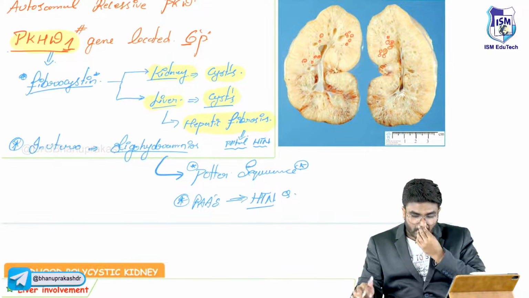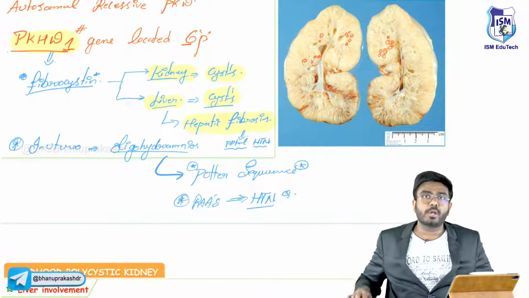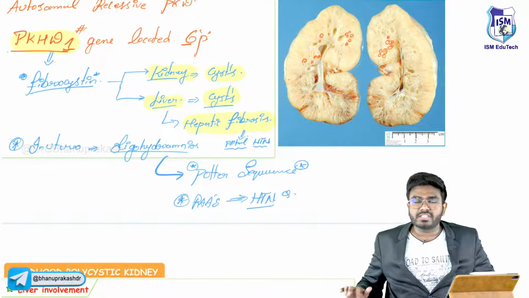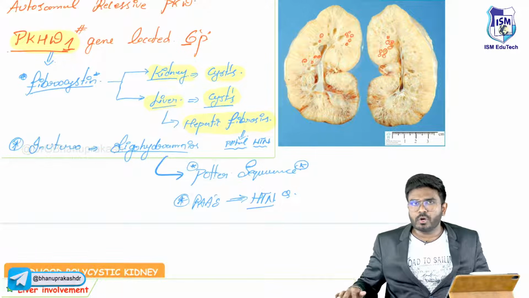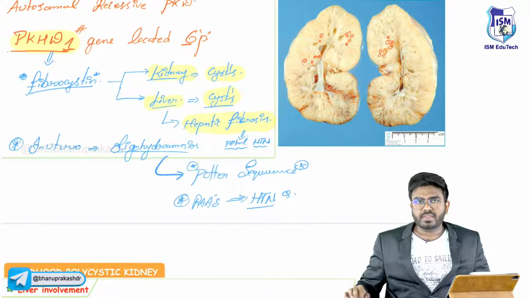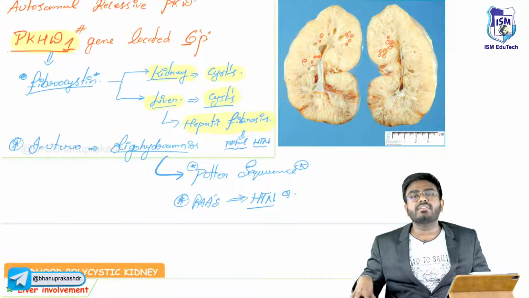Okay, so now tell me what are the important points that you should know regarding autosomal recessive polycystic kidney disease. PKHD1 gene mutation. PKHD1 is present on chromosome number 6. What is the protein that is coded by PKHD1? It's fibrocystin. Because of the defect in fibrocystin, the patient is going to have cysts in the liver as well as the kidney.